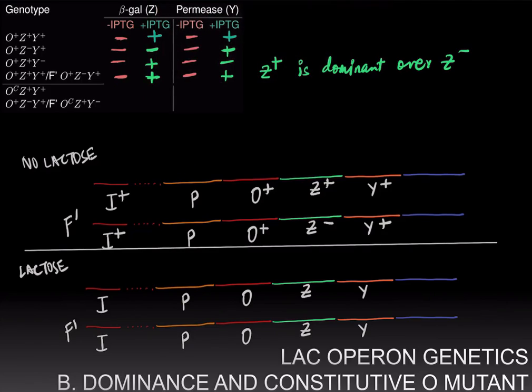So when you have no lactose, the repressor protein binds to the operator on both the DNA molecules, on the bacterial chromosome as well as the F prime plasmid, preventing transcription, and therefore you get no expression. So neither beta gal nor permease is expressed from either allele.